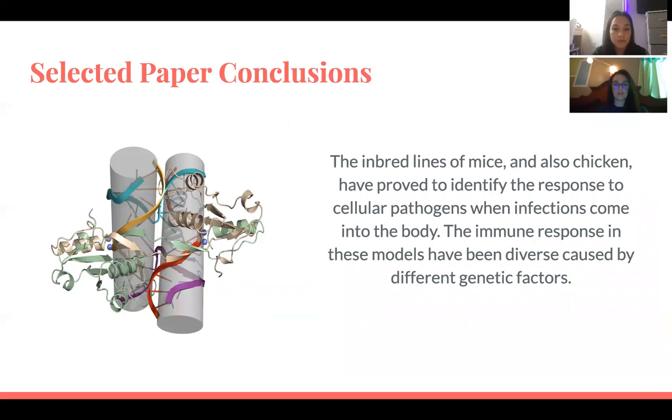So, our selected paper's conclusions. The inbred lines of mice and also chickens have proved to identify the response to cellular pathogens when infections come into the body. The immune response in these models has been diverse, caused by different genetic factors, and the genetic factors already mentioned, including population size and genetic transfer. This paper relates the value of immune parameters and its importance in family selection in the disease resistance traits in fish.